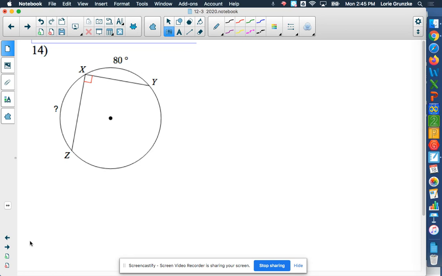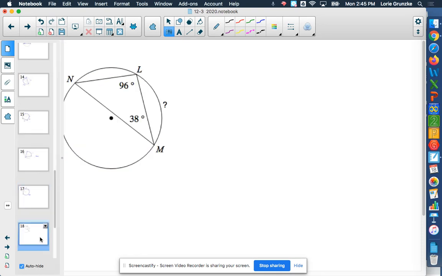Okay. A 90-degree angle. That tells me something. We had a theorem about that. That 90-degree angle, this is going to be 180. If you have 180 and you have 80, add them together, subtract from that magic number that you should know by now, and choose the correct answer.